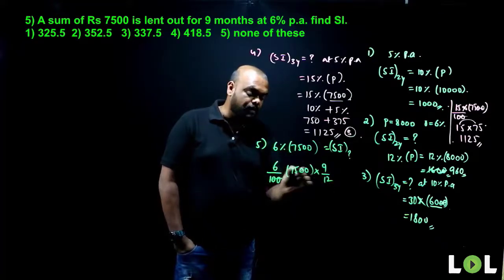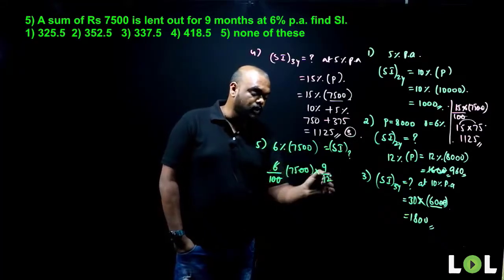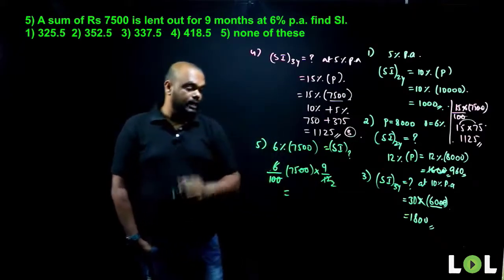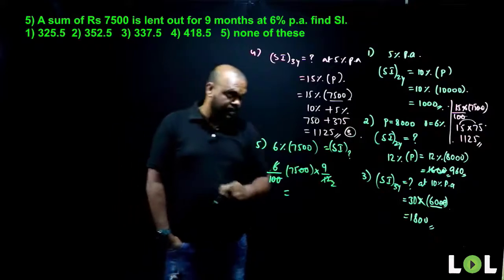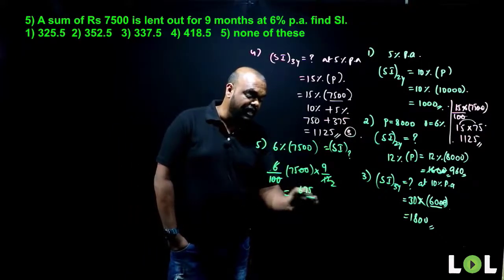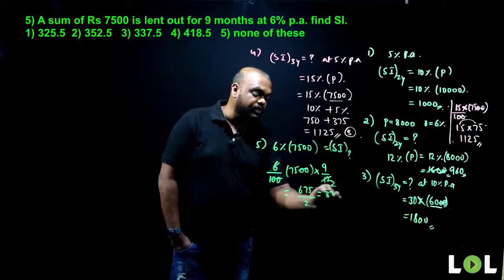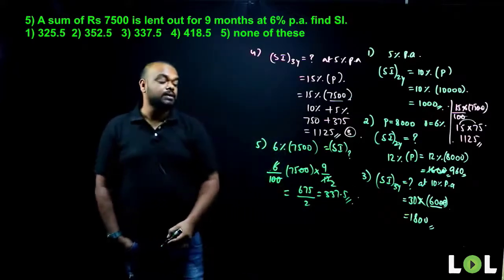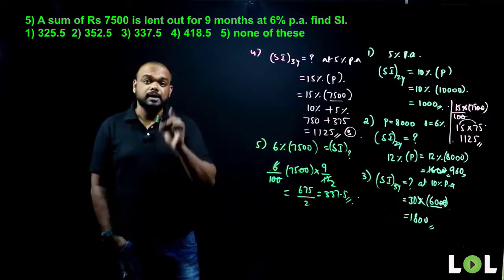What happens? 6 into 2, 12. 75 into 90. That will be how much? 675. 675 divided by 2: 337.5. That should be our answer.